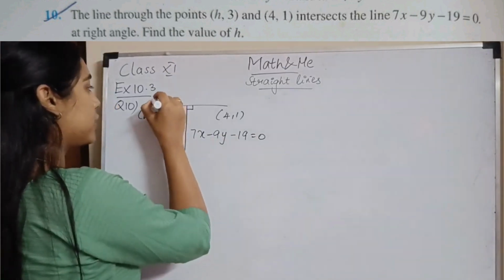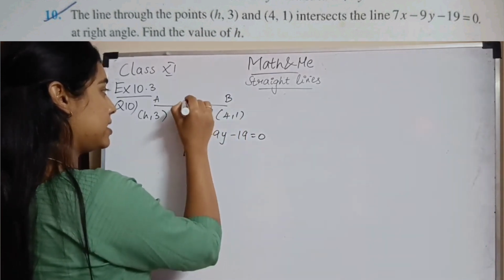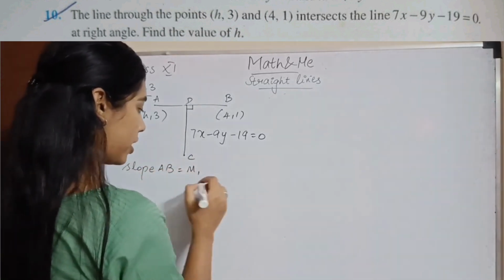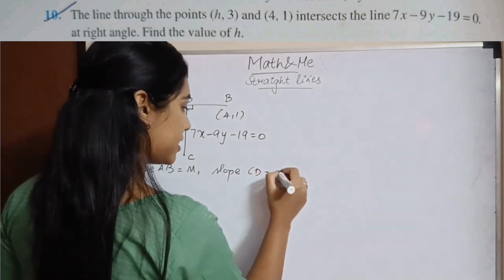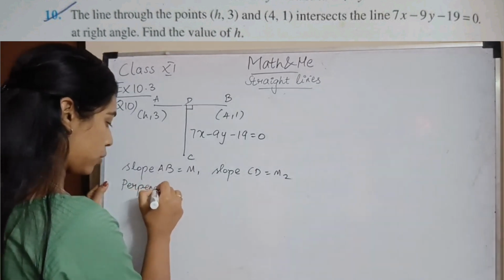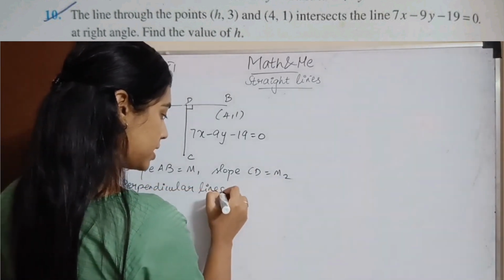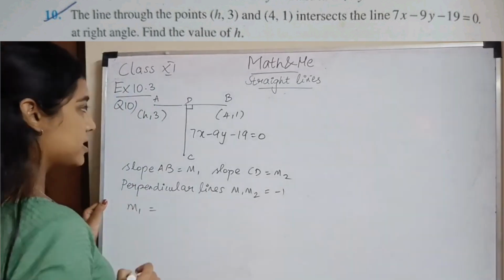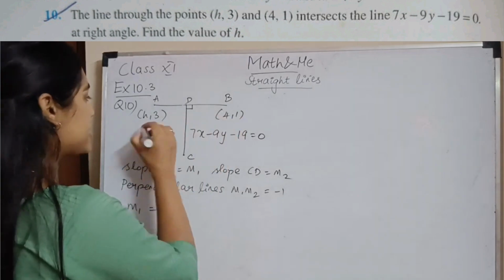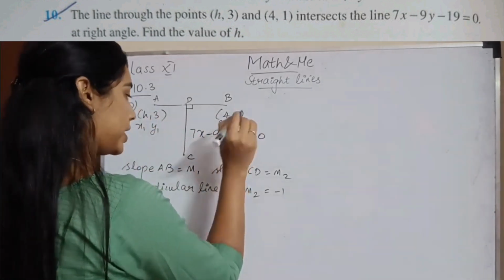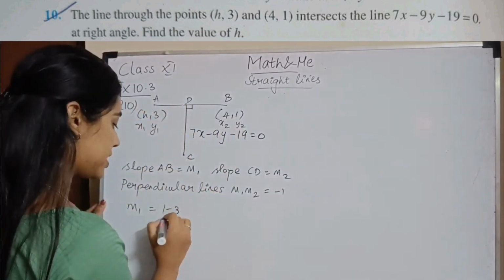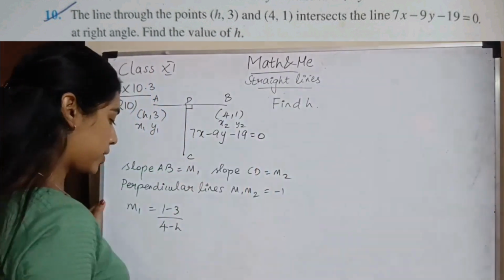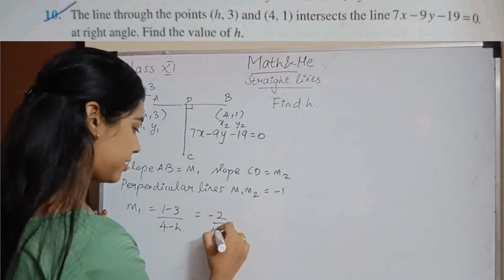Okay. So what do you do when you have two perpendicular lines? Let me name them as A, B, C and D. When you have two perpendicular lines, slope of AB let it be M1, slope of CD let it be M2. For perpendicular lines, the product of slopes is minus 1, right? So what is your M1? How do you calculate the slope? This is your point x1, y1, this is x2, y2. Slope is y2 minus y1 divided by x2 minus x1. The question is find h. So this is your M1, minus 2 divided by 4 minus h.